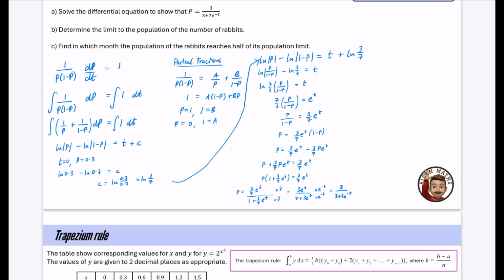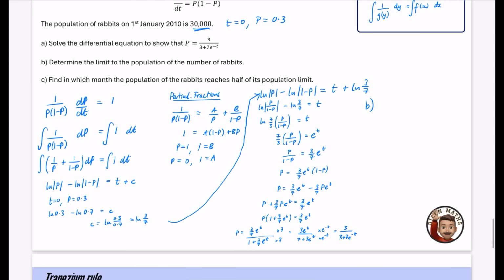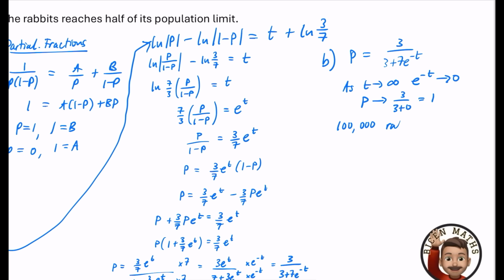So that was all part A of the question. Now I'll squeeze in part B over here. It says determine the limit to the population of the number of rabbits. So we have that the population is 3 over 3 plus 7e^(-t). As t gets to a really big value, e^(-t) goes to 0, which means the population goes to 3 over 3 plus 0, which is just 1. So the limit is 1, which we know is 100,000 rabbits.